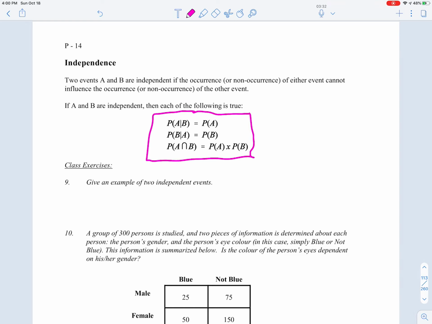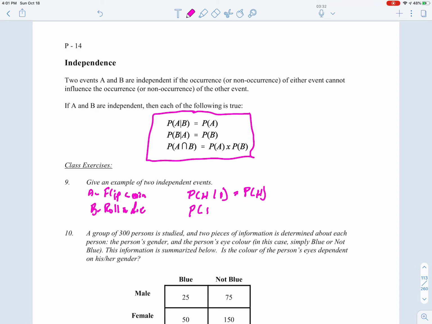Suppose A is going to be flip a coin, and B is going to be roll a die. And we're going to do those at the same time. Now, the probability of getting a head, given that we got a 1 when we rolled the die, is just the probability of getting a head. In other words, it doesn't matter what you got on the die, it doesn't affect what you get on the coin. Who cares, in other words, right?